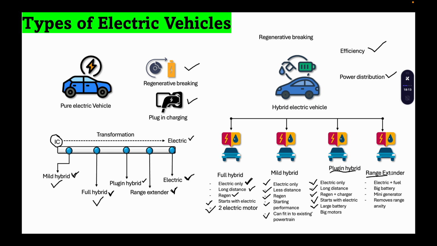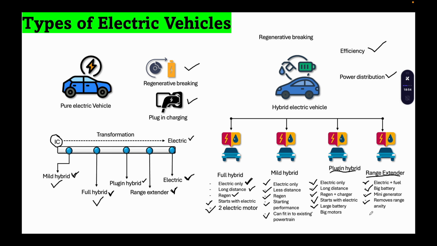Coming to the range extender, it has both electric and fuel, and it can run on both. It will have a bigger battery, as we already discussed, and it will have a mini generator. This mini generator helps to improve the range of the vehicle when you need it. Suppose you are driving a long distance and want to cover it more safely; in that case, it removes your range anxiety, whether the vehicle will go that distance or not. So it manages that.